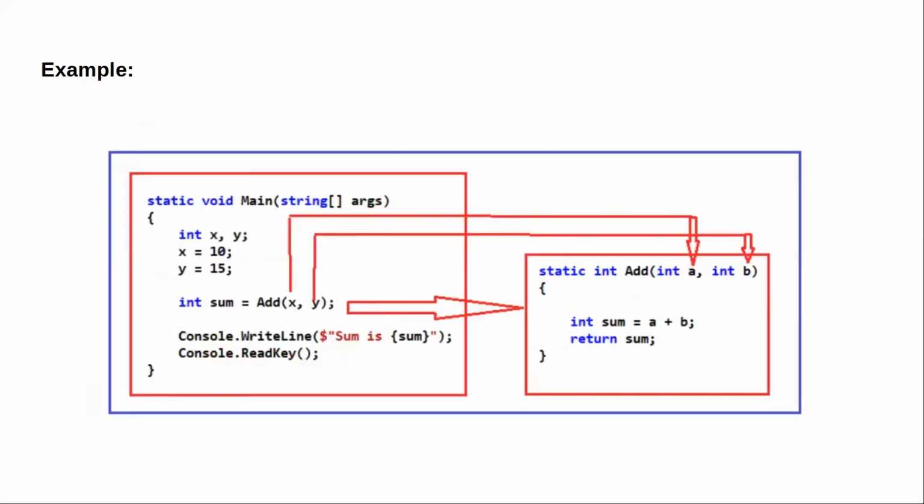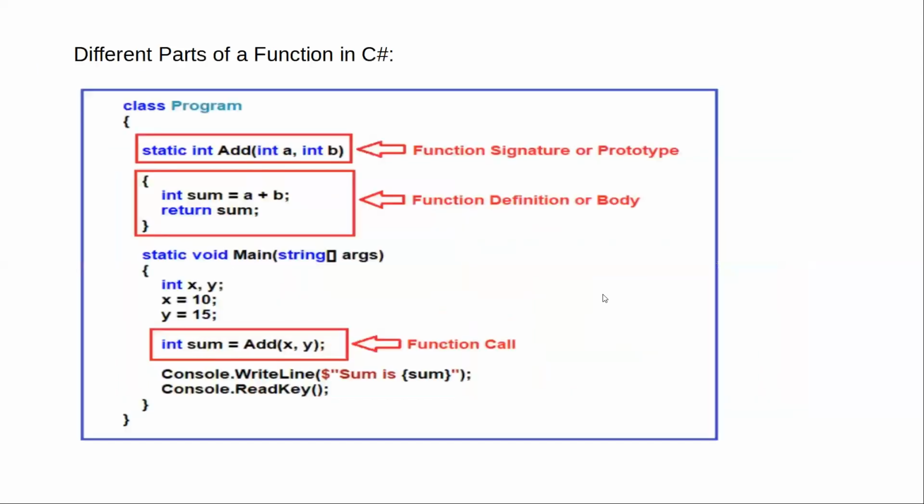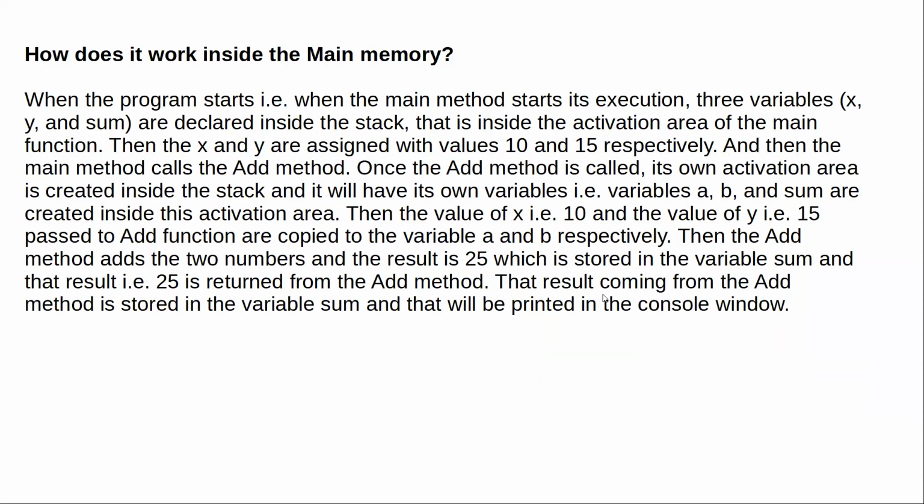Okay, so here the parameters are x and y when we invoke in the main program. So these two are called actual parameters. And these two parameters are moved to another set of parameters in the method. This is called formal parameters, actual versus formal. Now the interesting stuff here.